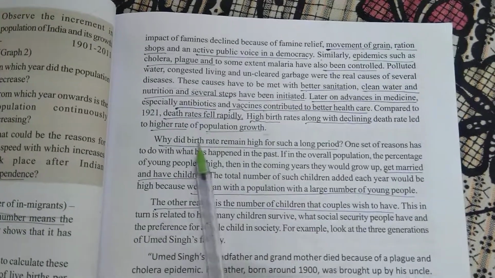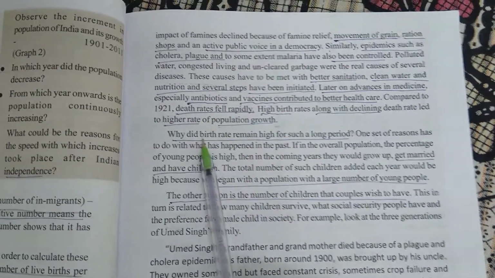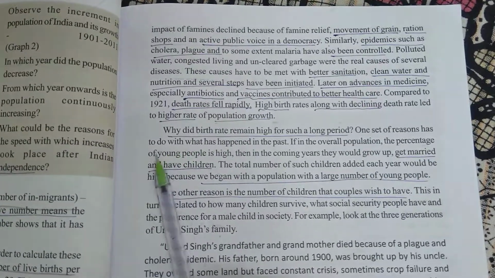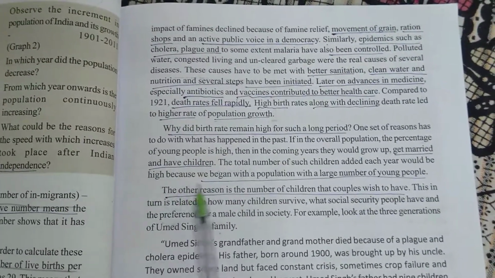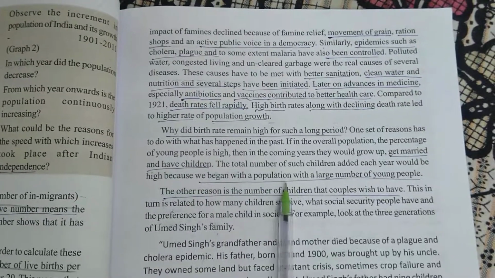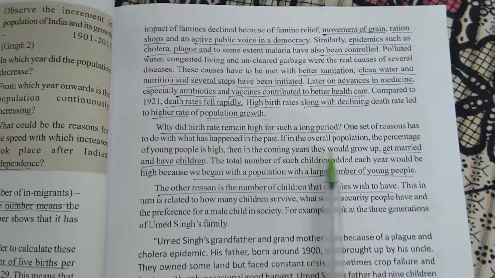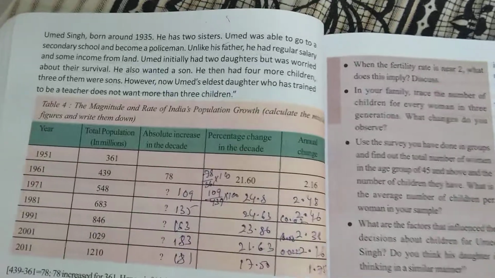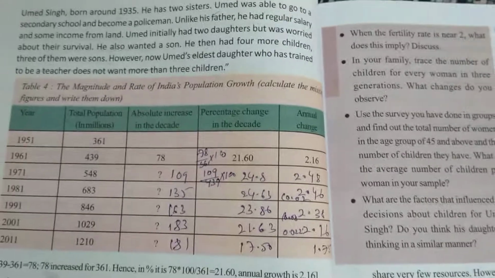So that's why population growth is high from 1921 to present. Next, even now we are having more young people, so they are marrying and giving birth to children. Because of this also the population size is increasing now. Next, here see the table, how the population size is increasing or decreasing from 1951 to 2011.